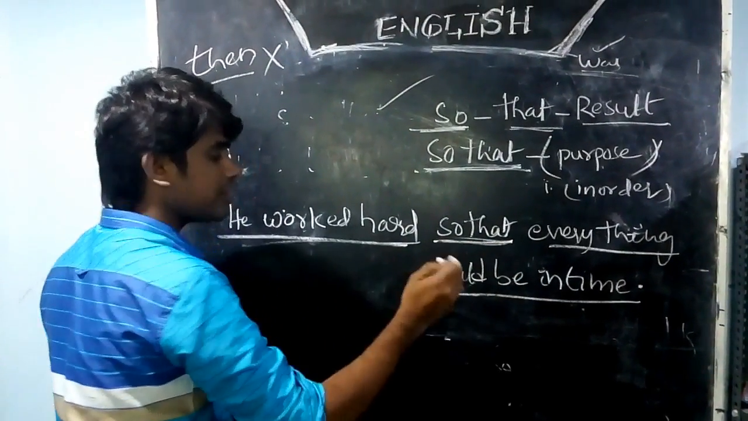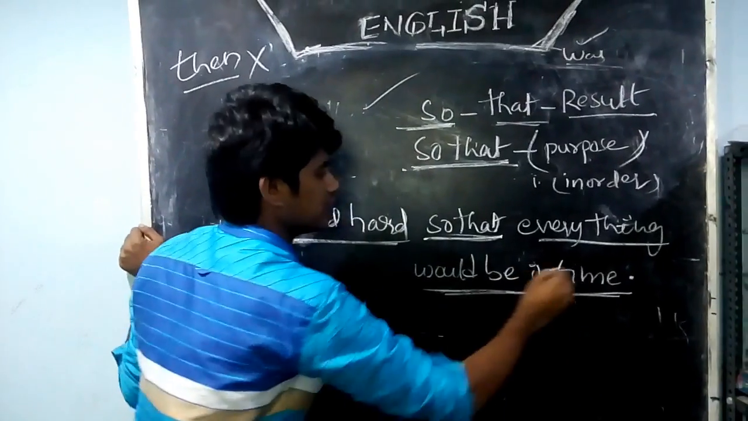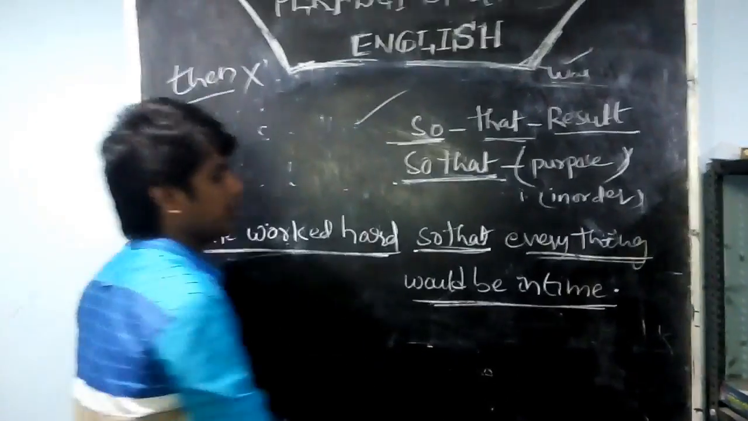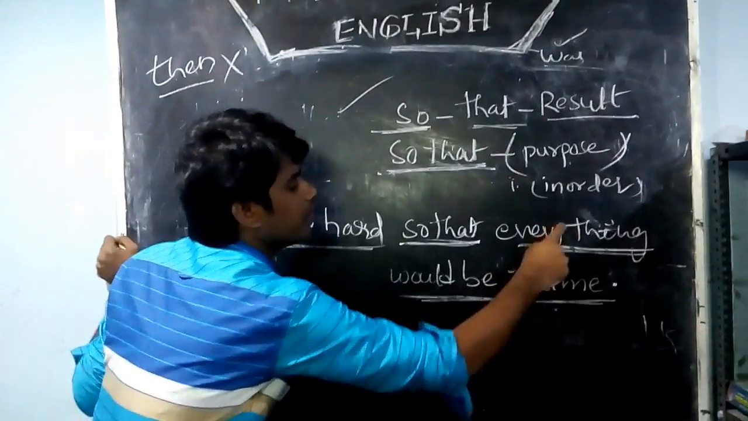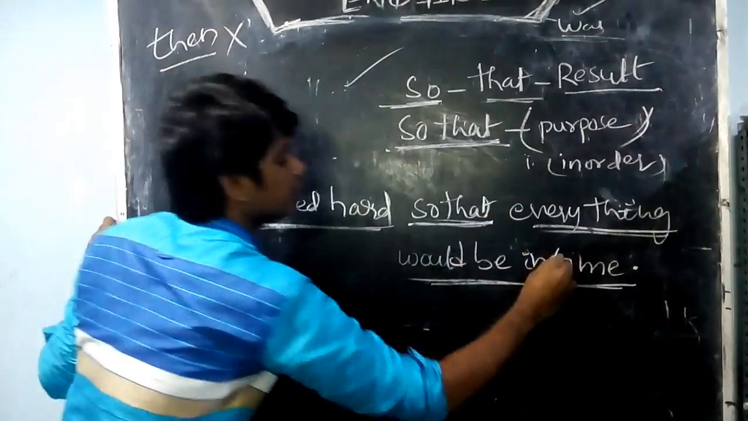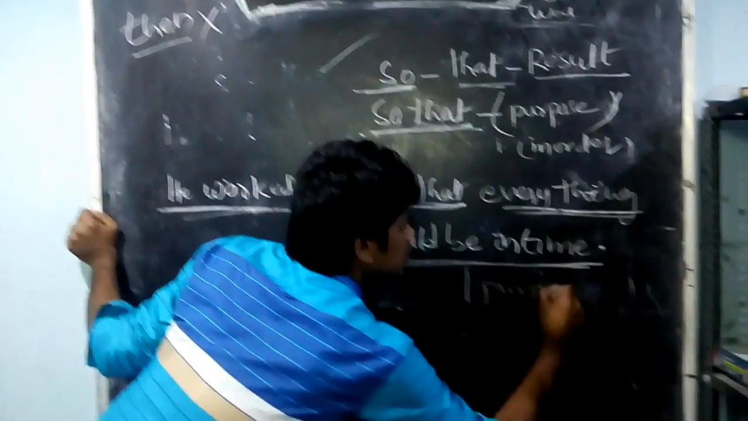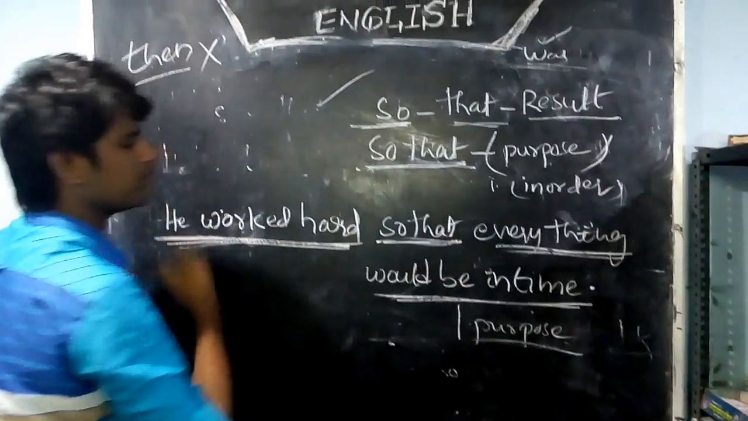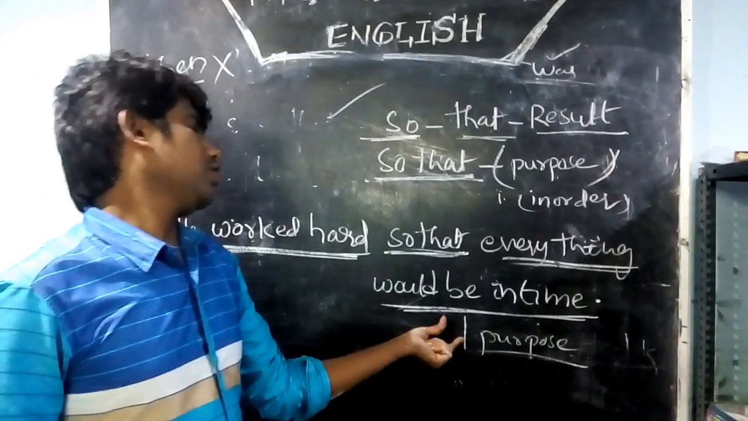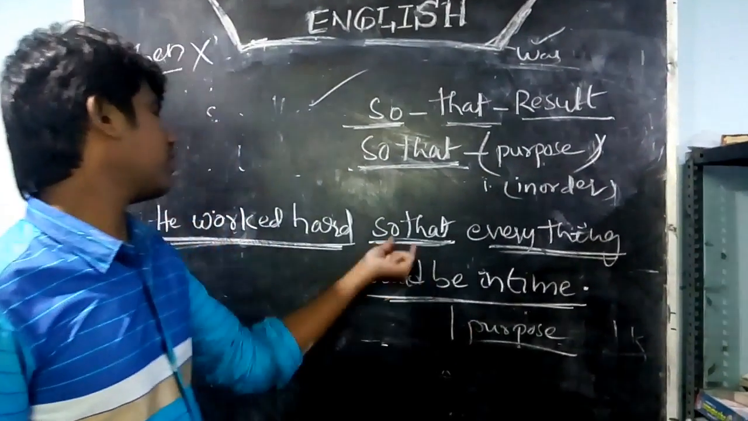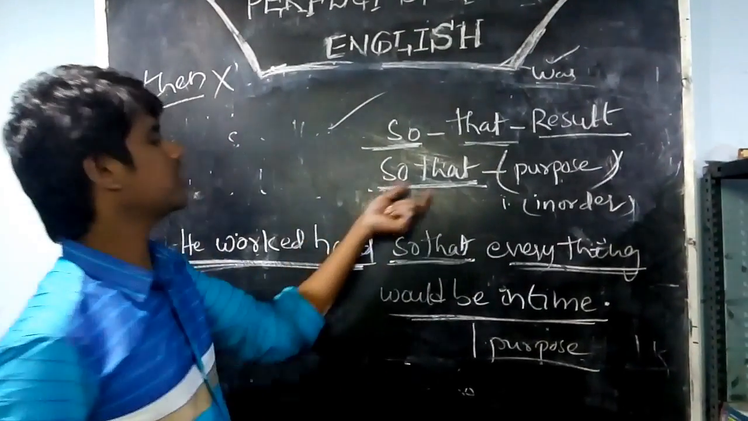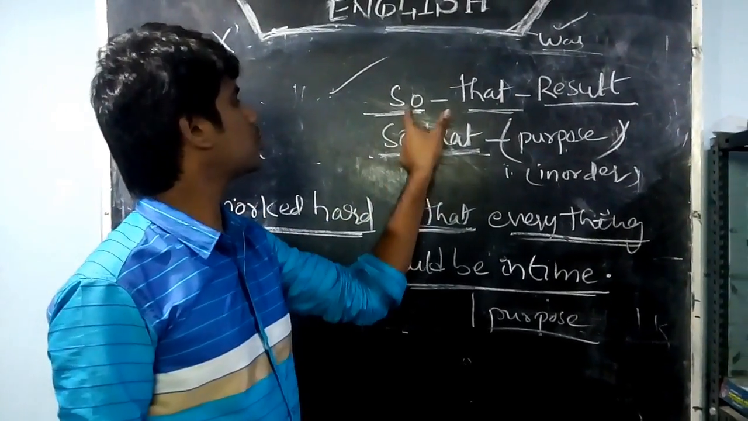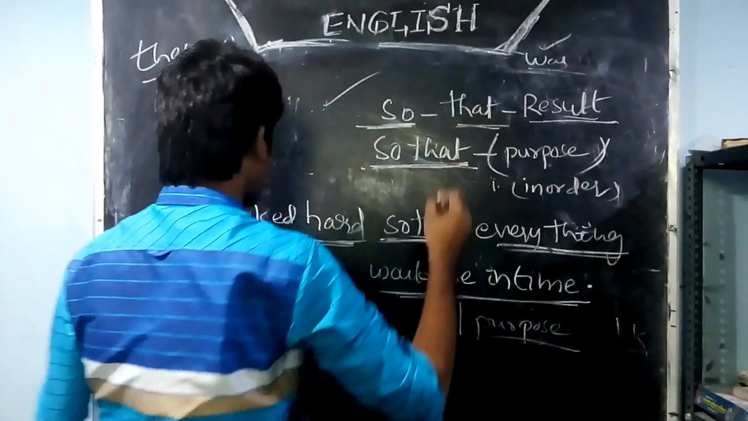When the sentence is talking about the purpose, in order to be in time, this is the purpose. That is why "so that" is used in the middle of the sentence. If the sentence is talking about the purpose, we have to use "so that" combined. And "so ... that" separately is talking about the result.